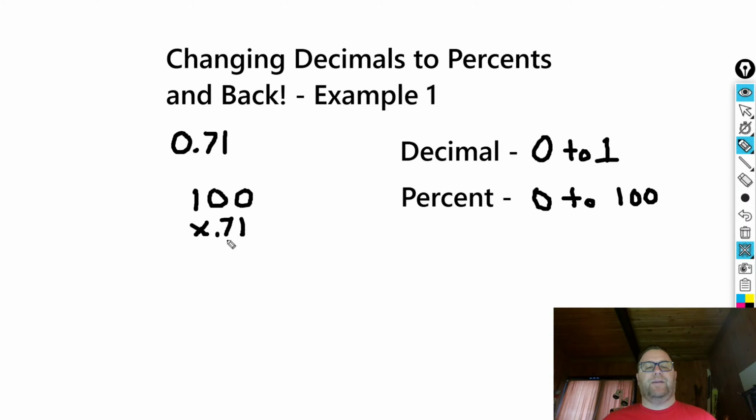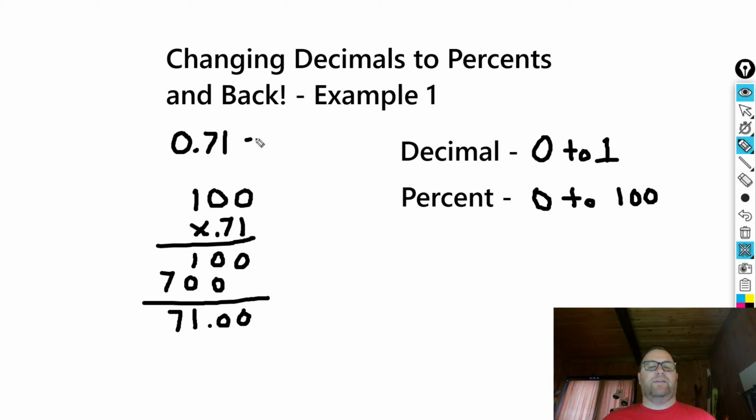0.71. So if you do this out, 1 times 0 is 0, 1 times 0 is 0, 1 times 1 is 1. And after I do this, I'm going to show you the easier way. Then 7 times 0, we move over 1. So 7 times 0 is 0, 7 times 0 is 0, 7 times 1 is 7. We're going to keep the decimal point right here. 1 plus 0 is 1. And so we get 71%. Well, there's actually a much easier way to multiply by 100.